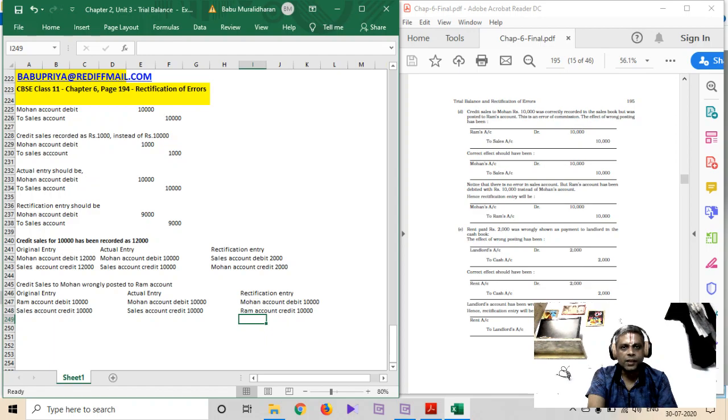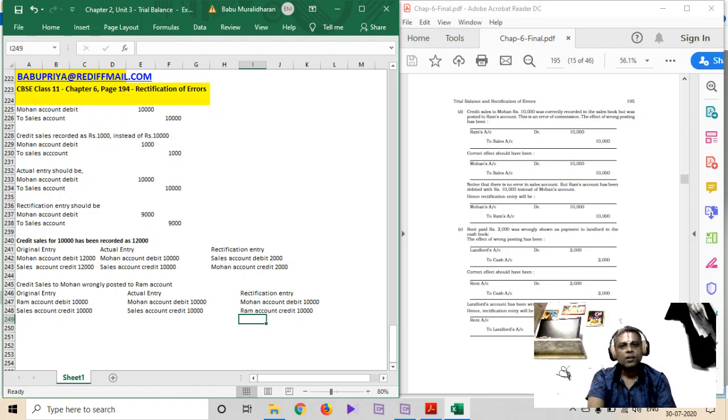So we have to credit Ram with 10,000 rupees and debit Mohan account with 10,000 rupees. We don't have to touch the sales here because sales is posted correctly. The rectification of error happens only on the debit side. We don't have to touch the credit here because credit is processed correctly.